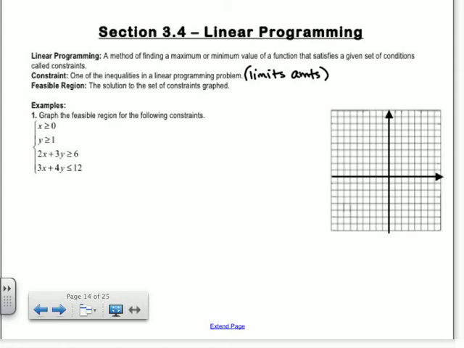So I think the first problem we have is a bakery problem. Maybe you only have a certain amount of flour or a certain amount of, I don't know what else you use there, oats, something like that. The feasible region is the solution to the set of constraints graphed. So it's basically the overlapping shaded area, like we did yesterday.